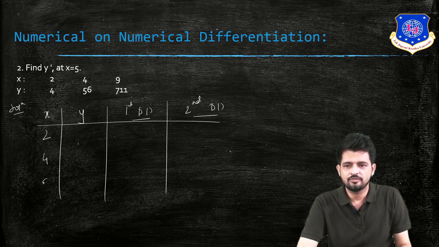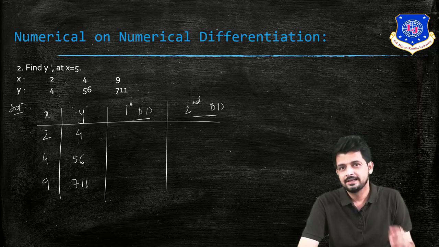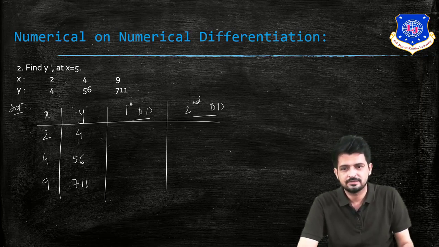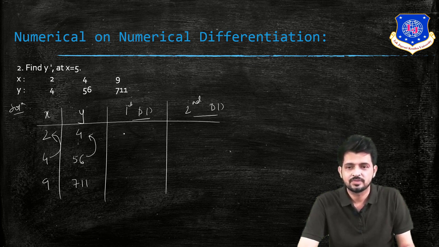Let me write the values of x: 2, 4, 9, and the corresponding values of y are 4, 56 and 711. Here we have to solve the whole numerical with the help of Newton's divided difference interpolation. Okay, it is a numerical of numerical differentiation, but first of all we have to find the interpolating polynomial and then we have to take the derivative, right? How can you find the first difference? This can be found by 56 minus 4 divided by 4 minus 2. 56 minus 4 is 52, 52 divided by 2. I am writing it.